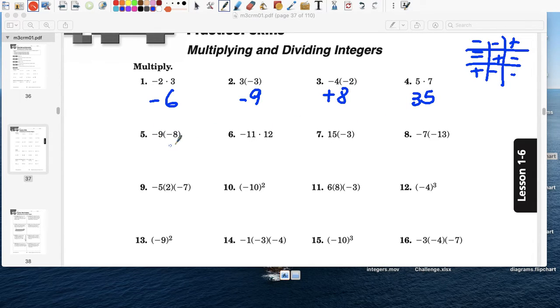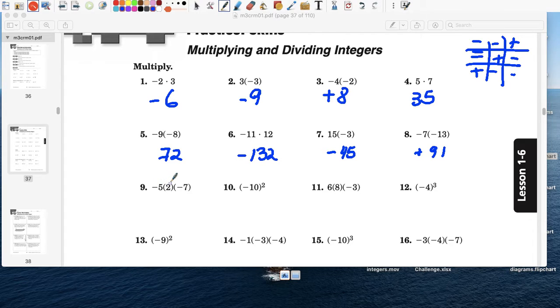Negative times a negative. The signs are the same. It's positive, right? So this is 72. Different. One is negative, one is positive. That's 132. Negative. Positive times a negative. Again, negative. Negative and negative. Negative times negative is a positive. That's 91.